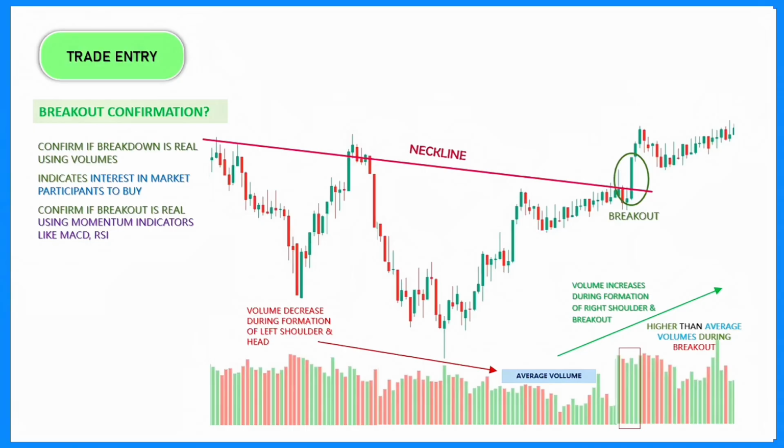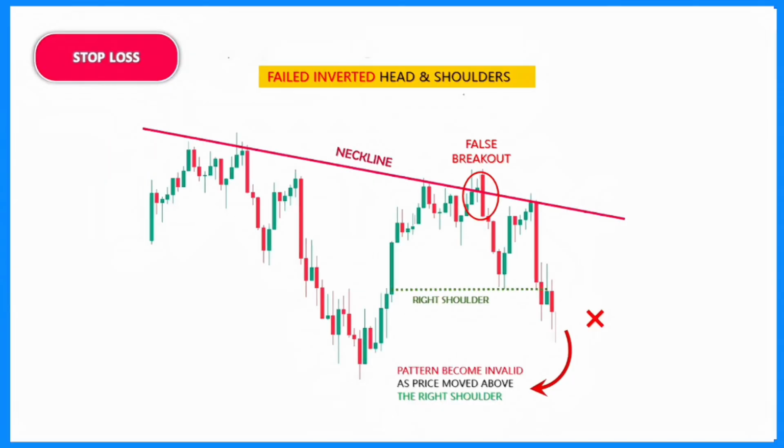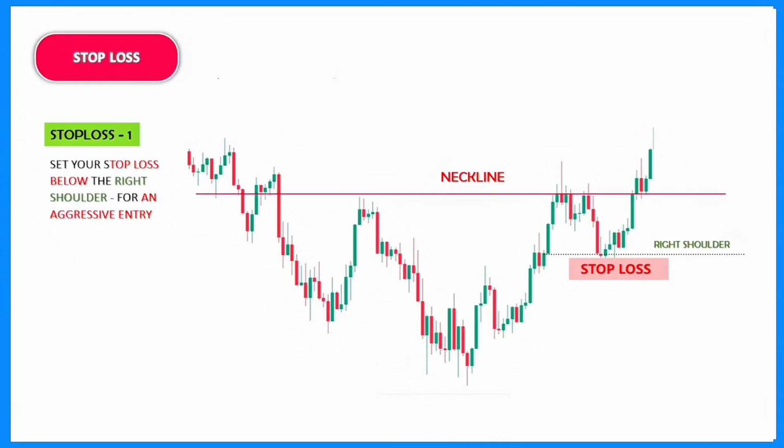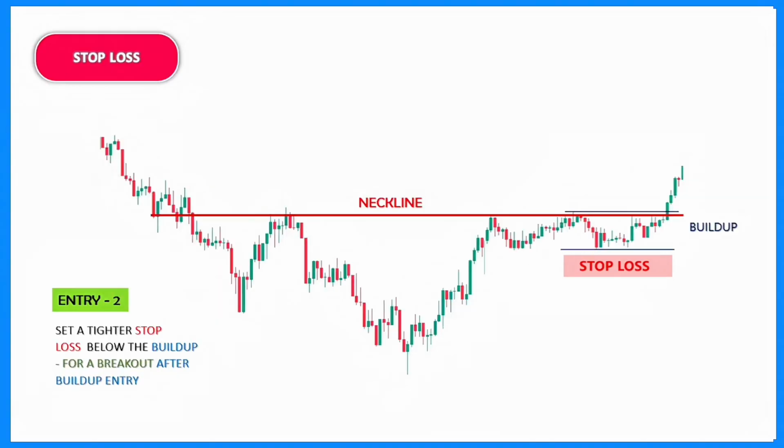Now let's talk about where to place your stop loss. If your entry was aggressive, meaning you entered as soon as the price broke above the neckline, then your stop loss should be set at or just below the right shoulder of the pattern. But what if you entered after noticing a buildup near the neckline? In that case, you can place a tighter stop loss, preferably just below that buildup area. This will improve your reward to risk ratio and help you manage your trade more efficiently.